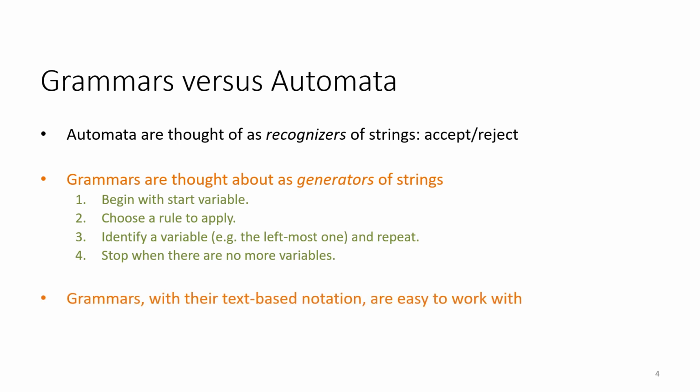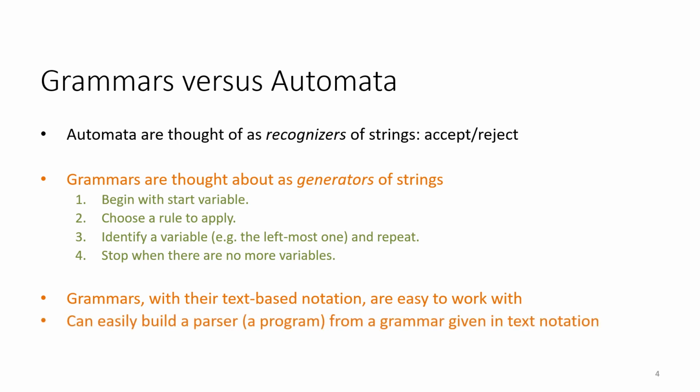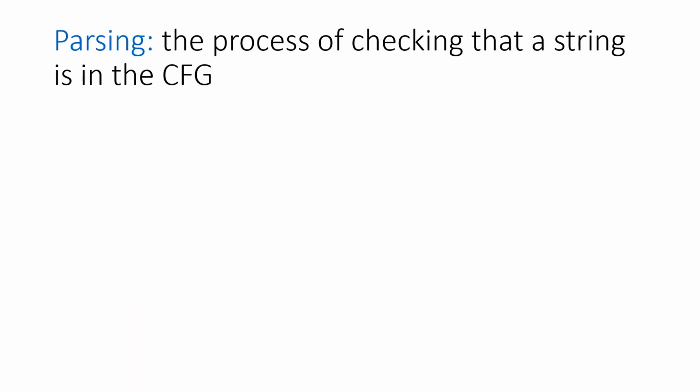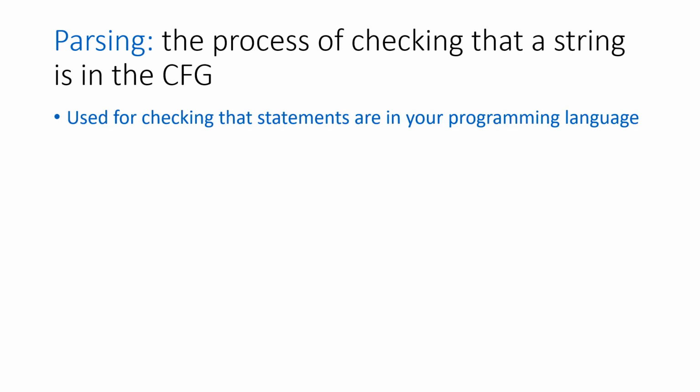Now, grammars are easy to work with on computers because it's text-based notation, whereas automata with their pictures are not so easy to deal with. And so when we're actually writing our computer programs and we need to compile them, we start with parsers. A parser is a program that takes a grammar and given text notation, and it'll actually tell you whether particular statements that you're writing are syntactically correct for your programming language. Parsing is the process of checking that a string is in the context-free grammar. So it's often used for checking that statements are actually in your programming language.